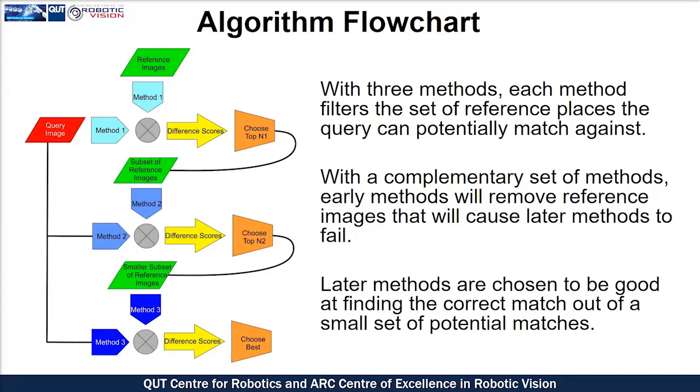Early methods need to be good at selecting the best match within, say, the top 100 nearest neighbor reference images, while the final methods need to be optimized for selecting the true singular best match from a set of potentially good matches.